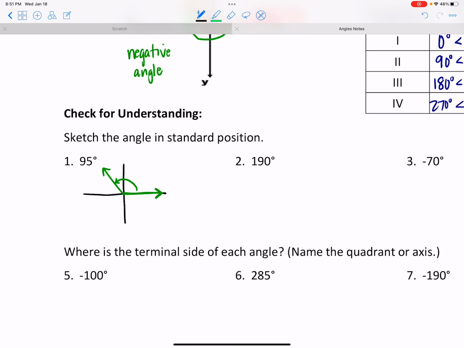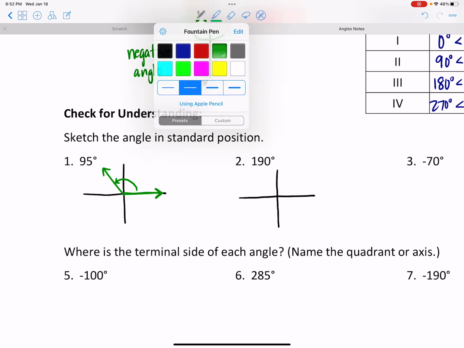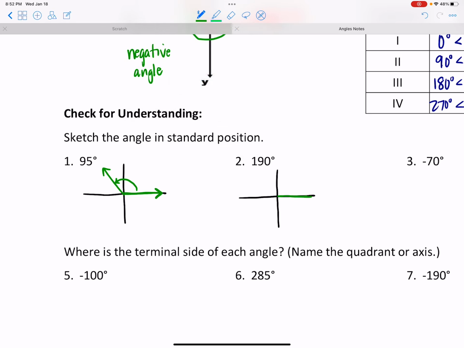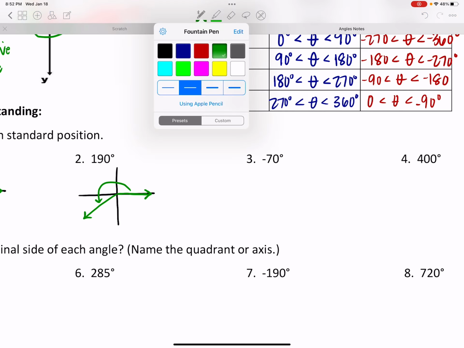Okay, so let's try this again with 190. So when I graph this, initial side on the positive part of the x-axis, and then I don't want to go 90, 180, I would want to go a little bit more than 180, but not quite to 270. So 90, 180, and then 190. We're going to land in quadrant 3, and it says positive. I want to rotate this way, so this is approximately what a 190 degree positive angle is going to look like. Okay, or negative 70.